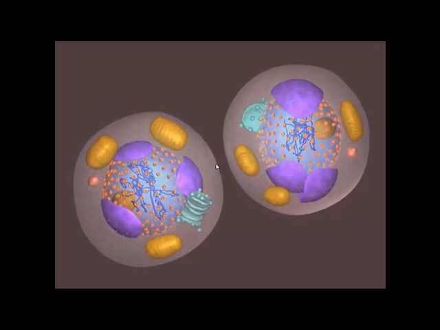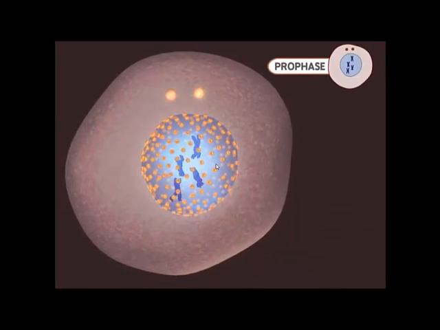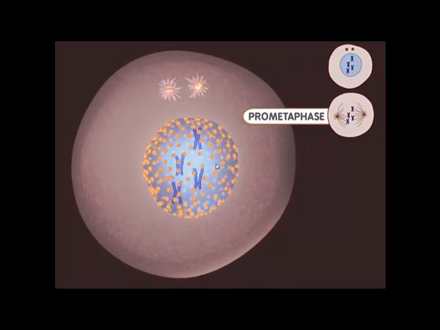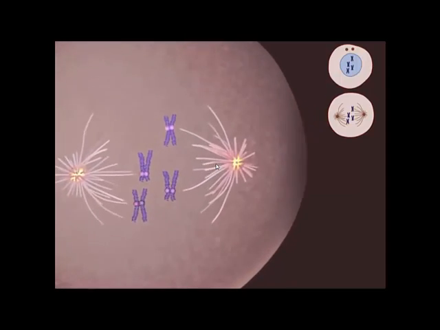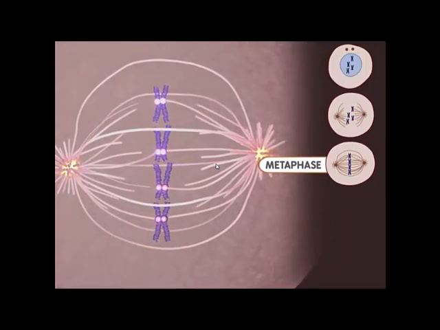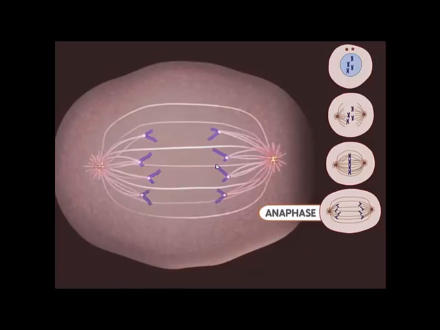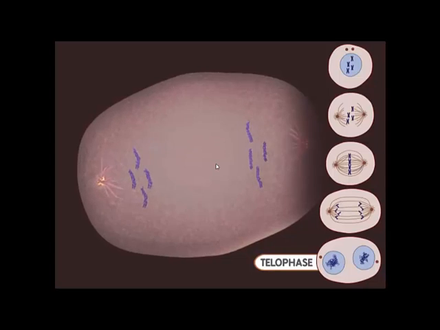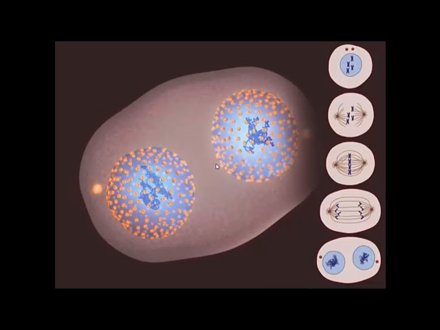Let's watch the process one more time. Mitosis begins with prophase. Notice the DNA condensing into chromosomes during this stage. Microtubules appear during prometaphase, and the nuclear membrane breaks down. Metaphase occurs when the chromosomes are aligned at the center of the cell. During anaphase, the chromosomes are moving apart. The telophase stage is marked by the appearance of new nuclear membranes. This is the end of mitosis.